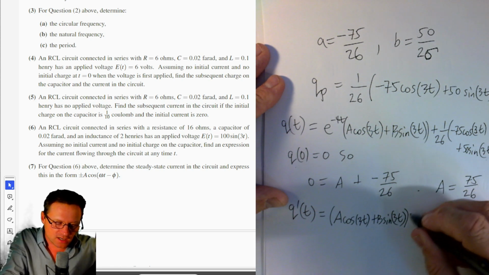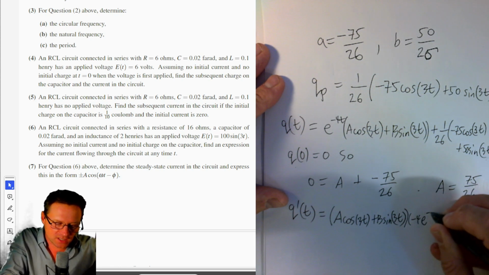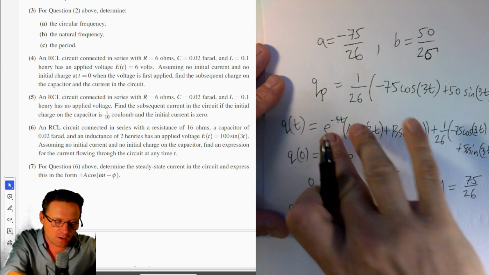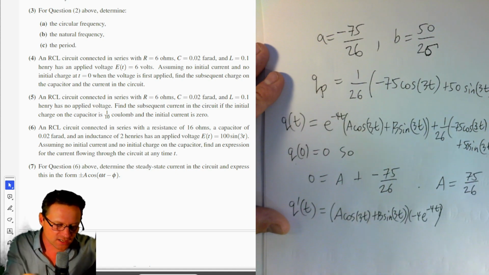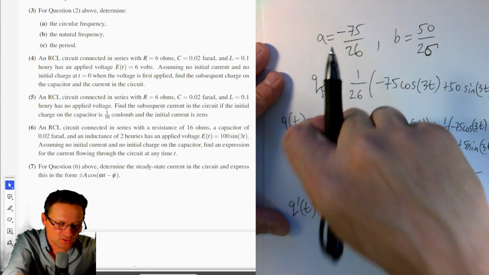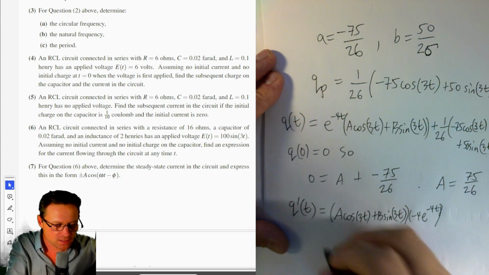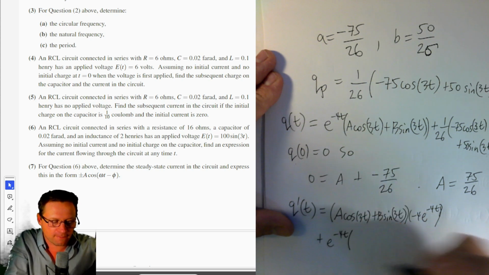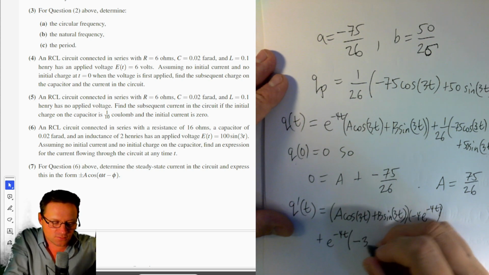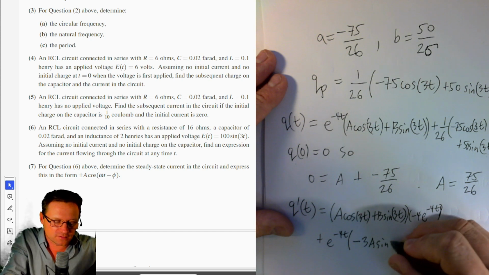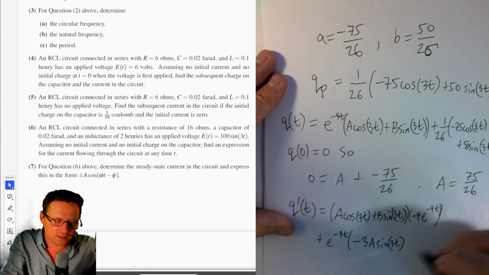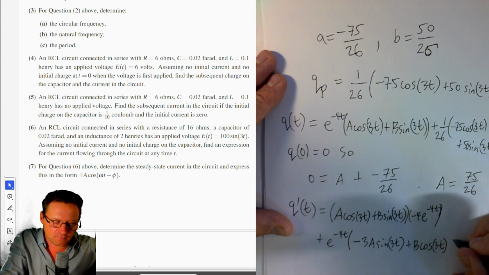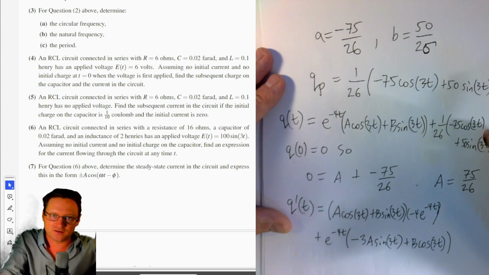And then we have times minus 4 e to the minus 4t. And then we swap these when we differentiate. So next we're going to differentiate this and multiply by e to the minus 4t. So we have plus e to the minus 4t times minus 3a sine of 3t plus b cos of 3t. And then we differentiate this one.